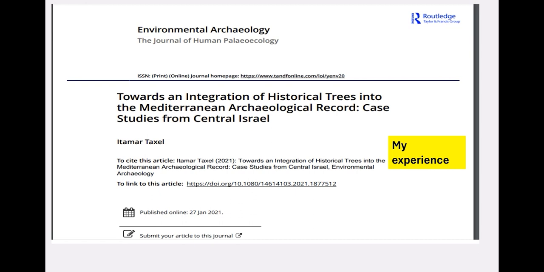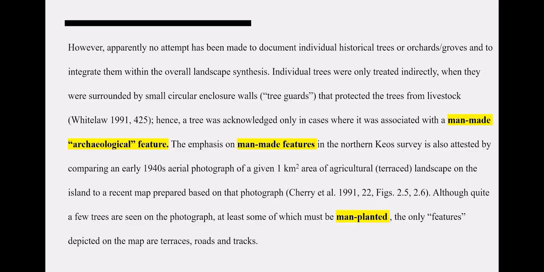Here's an article that I edited for Itamar Taxel, published in Environmental Archaeology: Towards an integration of historical trees into the Mediterranean archaeological record, case studies from Central Israel. And here is something from his first draft. Hence, a tree was acknowledged only in cases where it was associated with a man-made archaeological feature. The emphasis on man-made features in Northern Hyksos survey is also attested by. And although quite a few trees are seen on the photograph, at least some of them must be man-planted.